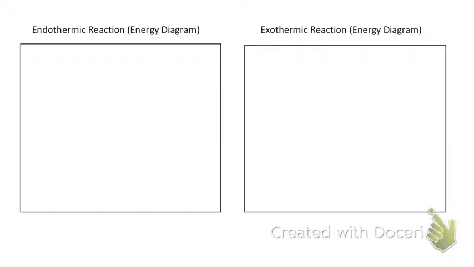Alright, so now what we're going to do is some graphing. We're going to graph what an endothermic and an exothermic reaction looks like. So I'm actually going to start over on our exothermic side of things.